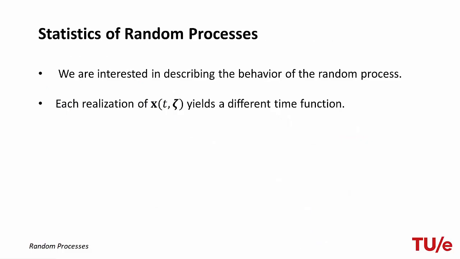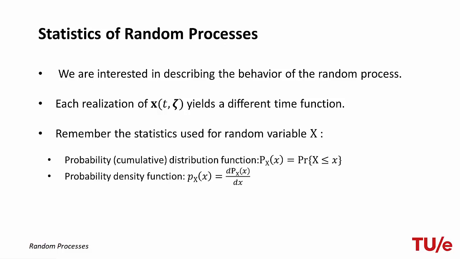When defining the statistics of a random process, the key is the random process becoming a random variable when the time is fixed. Once we fix the time and investigate the properties of a random process over all ensembles, we can utilize the same tools we developed for describing the properties of random variables. For a random variable, we use the probability distribution function and probability density function, which are defined in this slide.